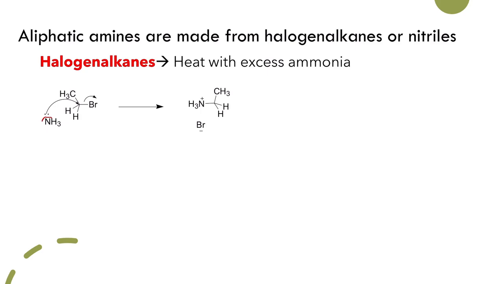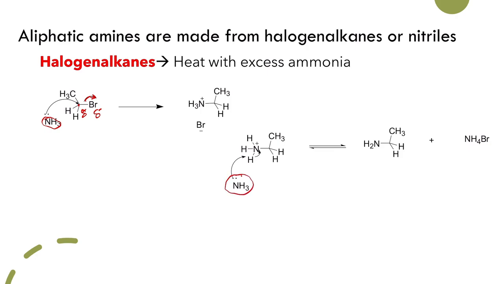You have the ammonia, which acts as a nucleophile. It attacks the carbon here because this is partially positive and the bromide is partially negative. So it attacks the partially positive carbon while the bromide leaves, and that will give you the quaternary ammonium salt first. And then the next step: we still have ammonia in the reaction mixture because we use excess ammonia.